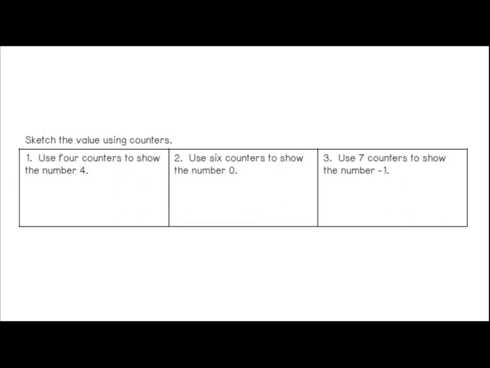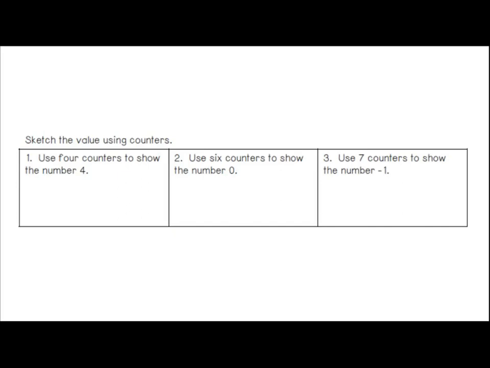So let's look at how we can use these counters to build our numbers. This first part asks us to use 4 counters to show the number 4. Now I'm going to be using yellow and red dots to represent the counters. On your paper, you're going to draw a circle. If it's positive, you're going to put a plus sign. If it's negative, you're going to use a minus sign, unless you have red and yellow markers yourself.